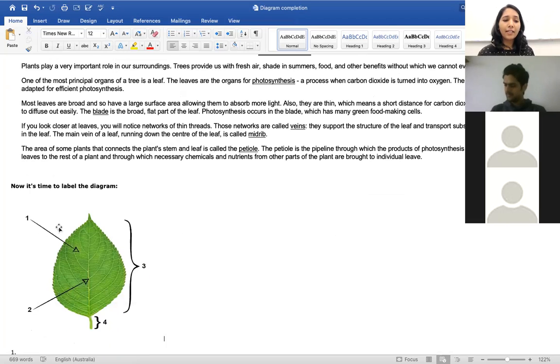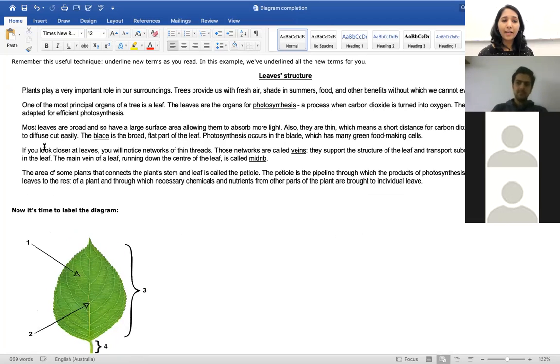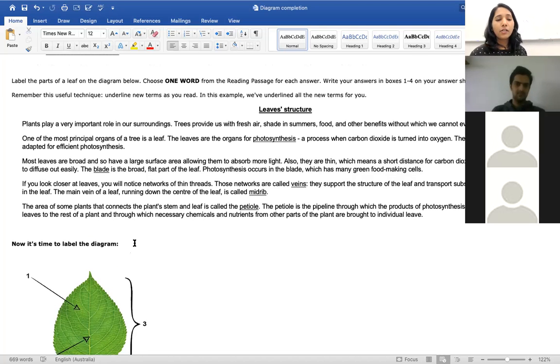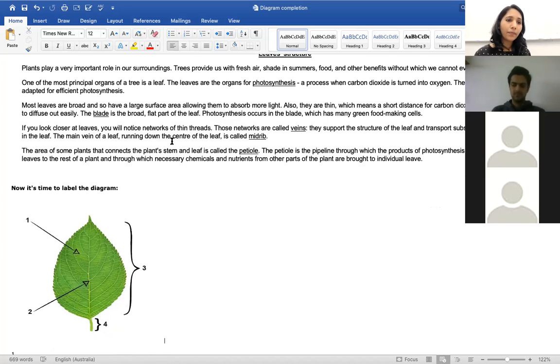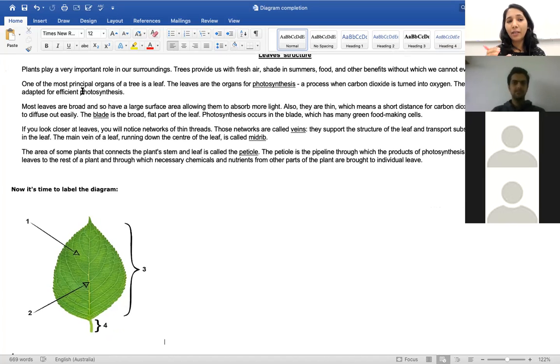So you're given a diagram, and the description of this diagram is given in the reading passage, and you have to label this diagram by reading the description. So what is our technique, or what is our strategy for this? While we are reading our passage, we underline our keywords and think of synonyms or key phrases, or whatever we think is important, we underline it.